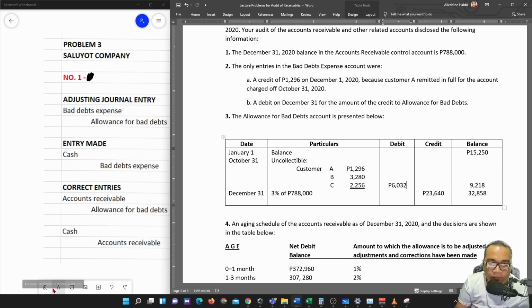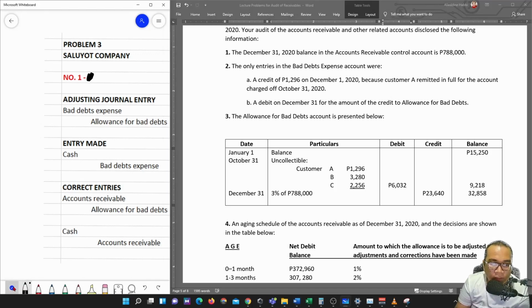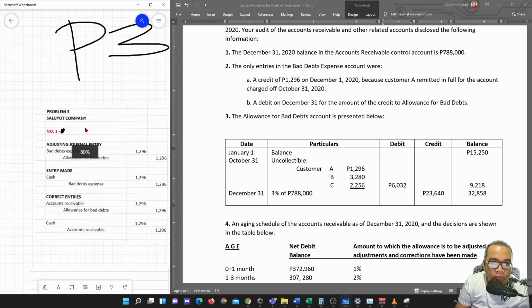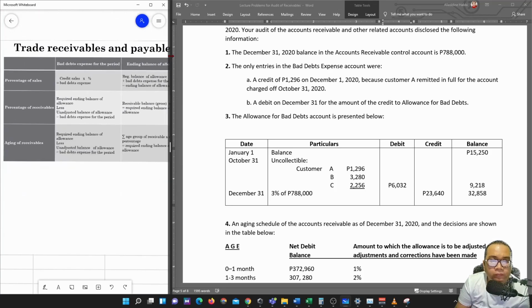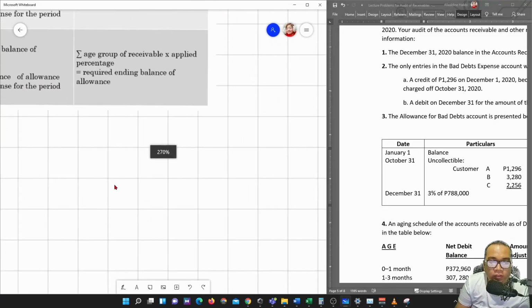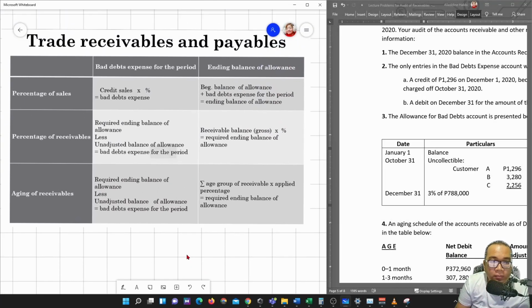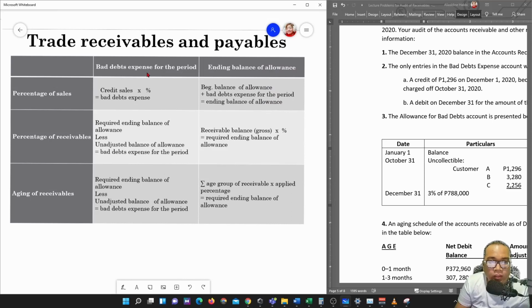So, anong itsura niyan? Recap lang ito. Kung makita ninyo sa ibang review videos ko, nandito ito, itong table na ito. Tandaan ninyo yan, kasi magkakaiba yan. Sa percentage of sales, para malaman mo yung bad debt expense for the period, credit sales, ibig sabihin yung sales on account lang. Huwag mo isama yung cash sales. Times mo percentage, bad debt expense. Yung ending balance ng allowance: beginning balance, plus the bad debt expense for the period, minus write-offs, equals ending balance.